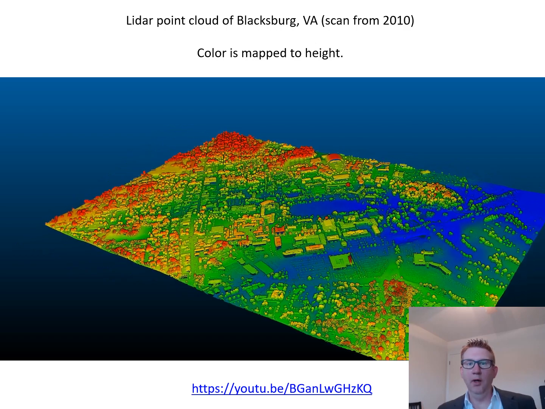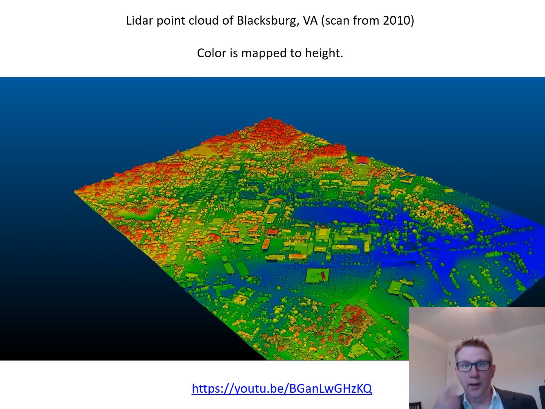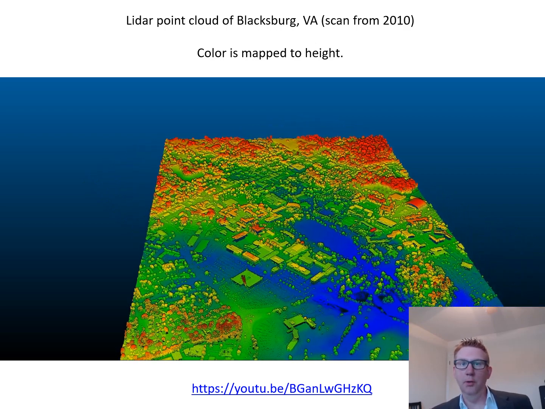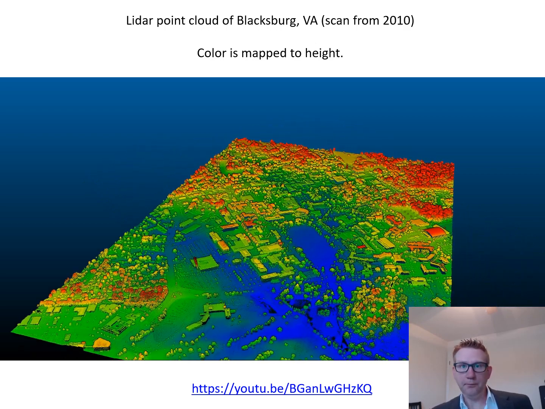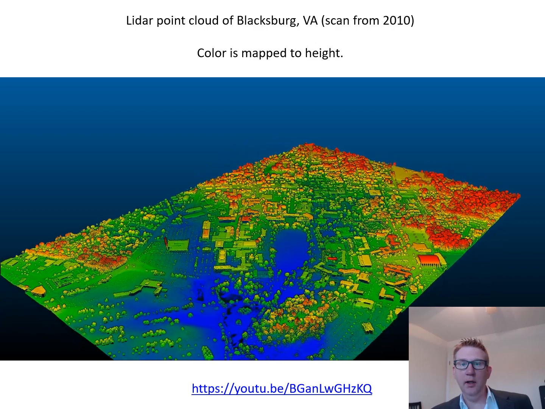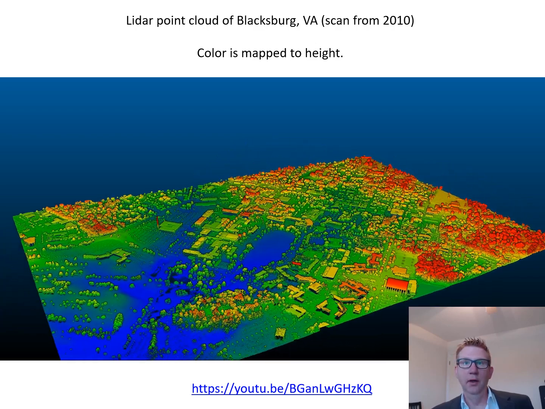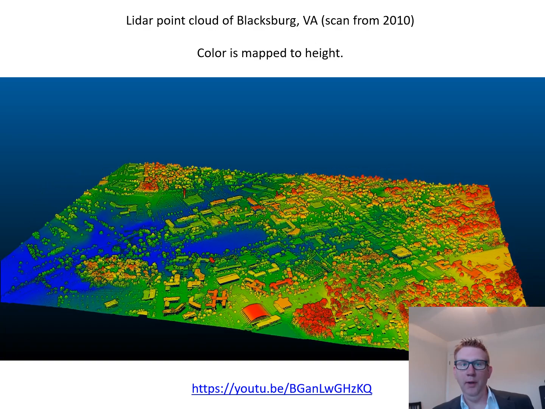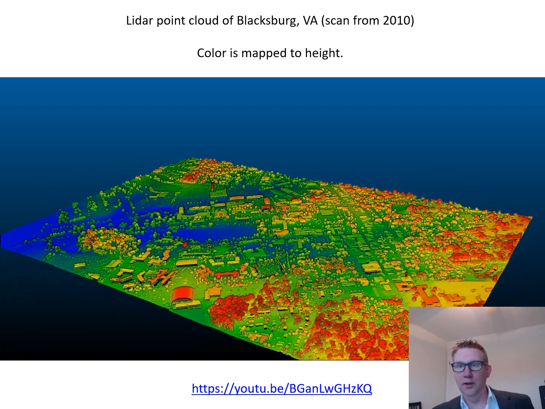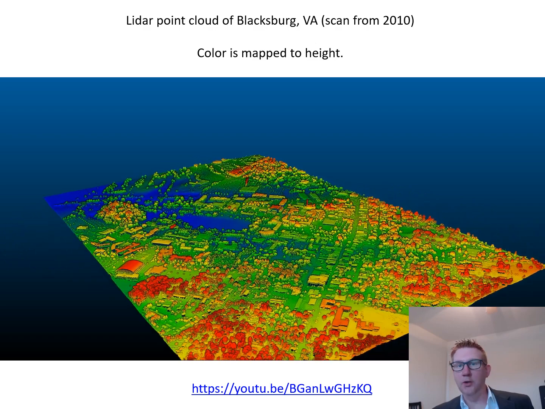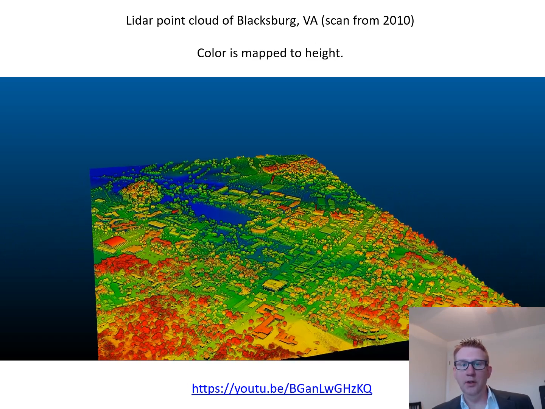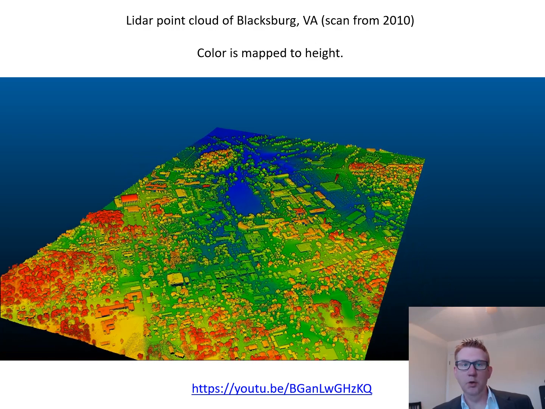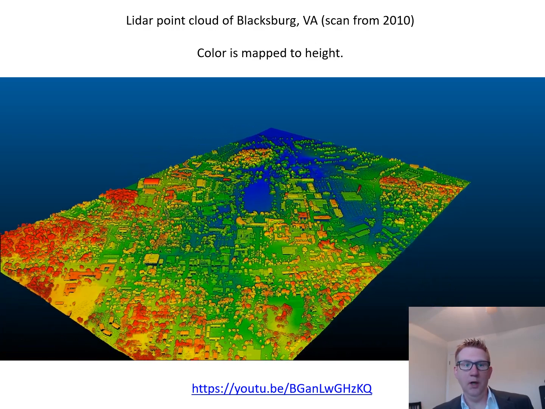This is an example of a lidar point cloud downloaded from VGIN, one of the Virginia distributors of geospatial data. I've downloaded a tile and fused a couple of the tiles together, visualized it in a program called CloudCompare, and exported it to an animation. The symbolization here is color mapped to height. You can visualize point clouds in a number of different ways, and we'll talk about those.